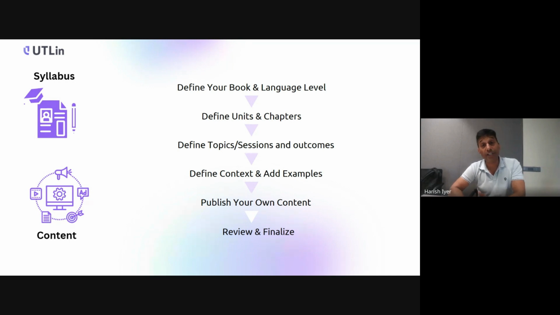And then you can define your context. For example, you are based out of Kerala, or you are based out of Delhi, or you are based out of Oman or Muscat, and you want to weave in those local contexts. So when you are defining the book, you can specify which region you are in and what is your context. Okay.